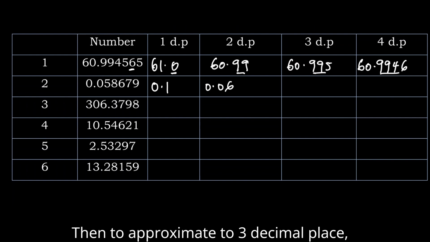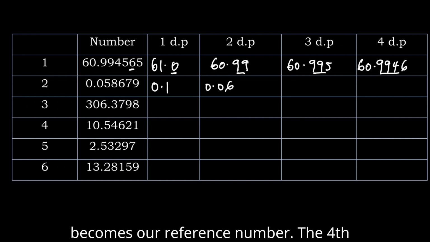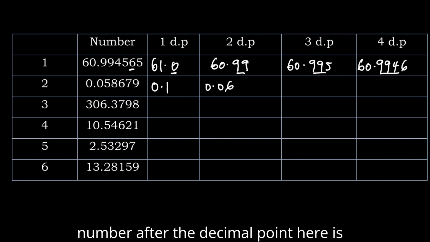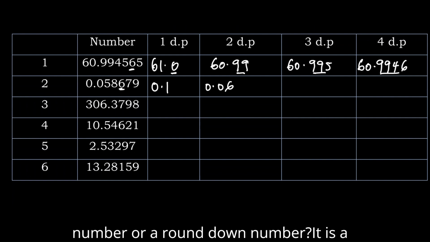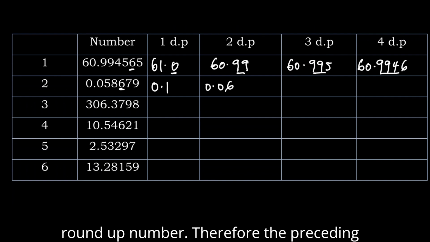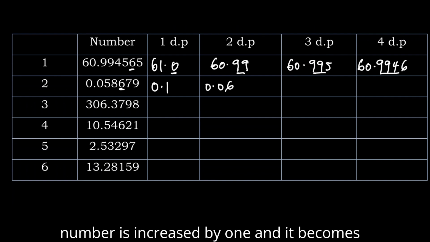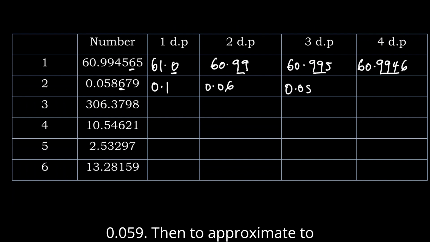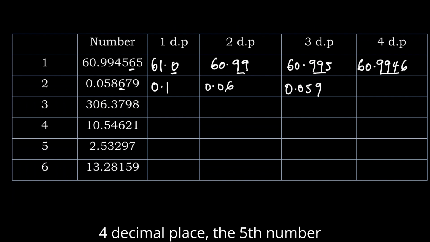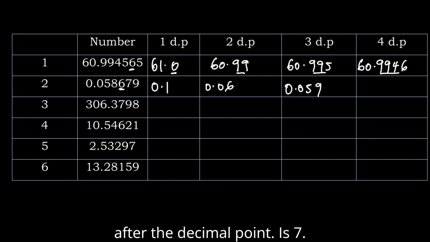Then to approximate to 3 decimal place, the fourth number after the decimal point becomes our reference number. The fourth number after the decimal point here is 6. Is 6 a round up number or a round down number? It is a round up number. Therefore, the preceding number is increased by 1 and it becomes 0.059. Then to approximate to 4 decimal place, the fifth number after the decimal point is 7.